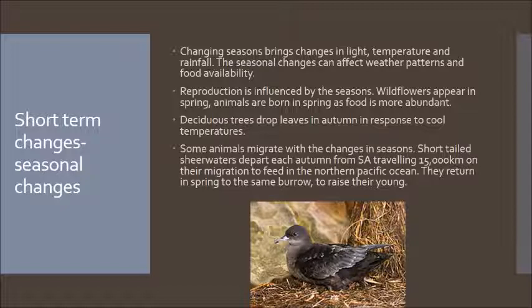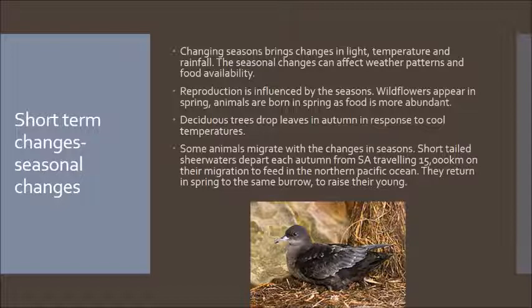Okay, so changing seasons bring changes in light, temperature and rainfall, and those weather patterns influence everything. Reproduction is often influenced by the seasons. Wildflowers especially appear in the spring. Some trees and flowers will flower in autumn. Animals are often born in spring because food is more abundant, but then again, that changes depending on where you are and how hot the summers are. Deciduous trees drop leaves in autumn. We don't have many deciduous native trees, but we do have one or two.